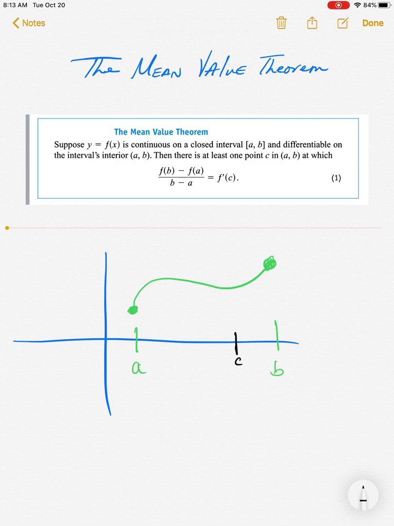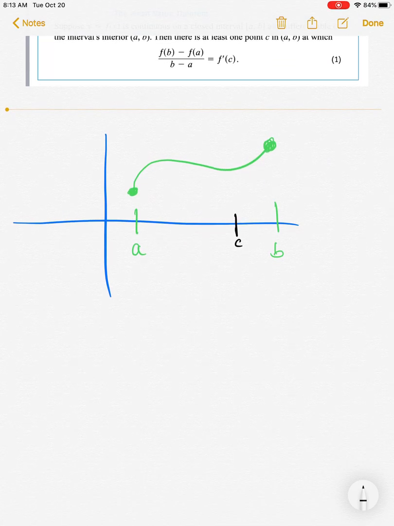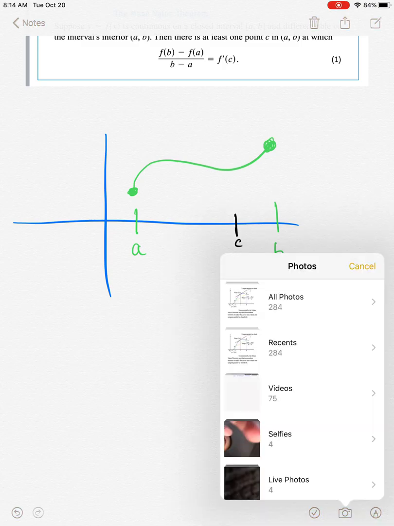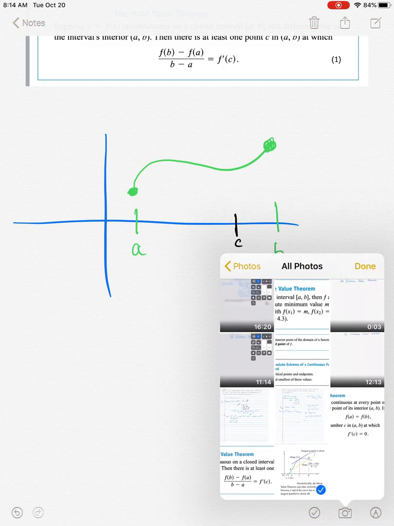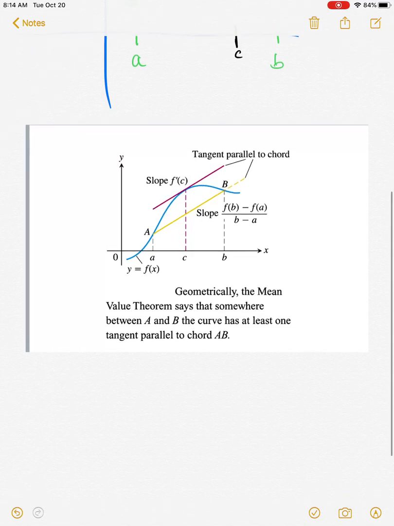So here's another thing about the mean value theorem. I thought this was real interesting. Things you need to know about the mean value theorem is this right here. Geometrically, the mean value theorem says that somewhere between A and B, the curve has at least one tangent parallel to the chord AB.